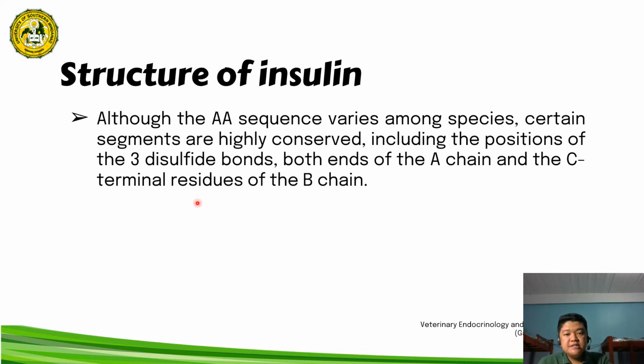So although the amino acid sequence varies among species, certain segments are highly conserved, including the positions of the three disulfide bonds, both ends of the A chain, and the C-terminal residues of the B chain. So usually the ends of the A chain and the B chain are usually the same in most of the species, as well as the position of the 3-disulfide bond that links the two chains and the A chain.